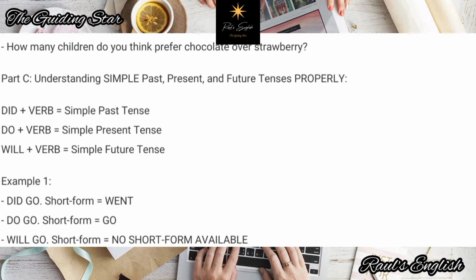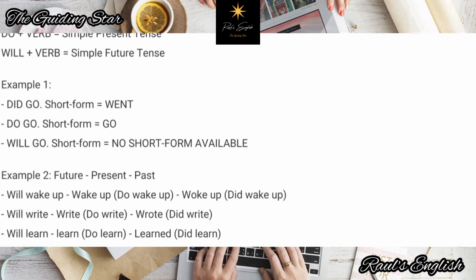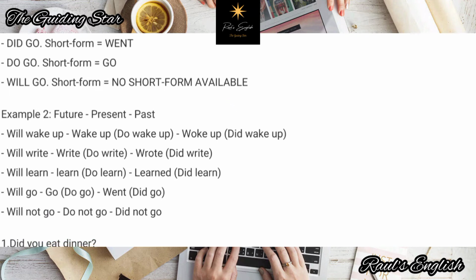All simples. Right. Example 1, did go. What's the short form of that? Went. Okay. Do go, and the short form of that is simply go. And will go. There are no short forms available. You just have to say will go. Like I said, in the future, we might have some short forms, but at the moment, we do not have any short forms. We have to say will go. Alright, so example number 2.